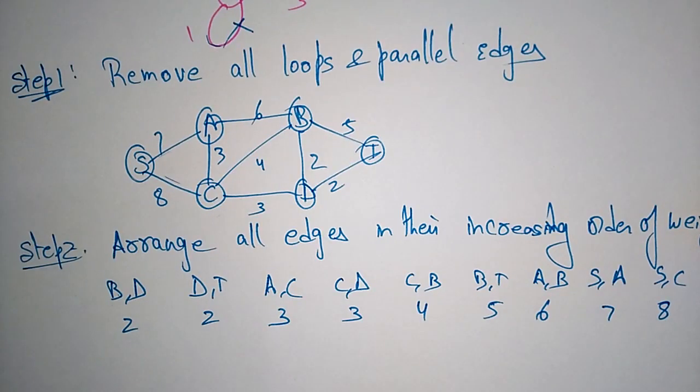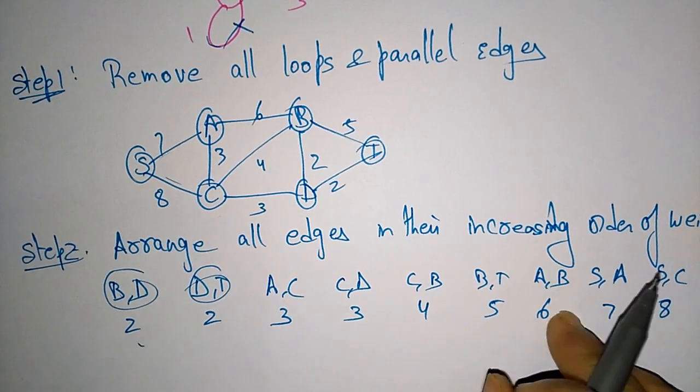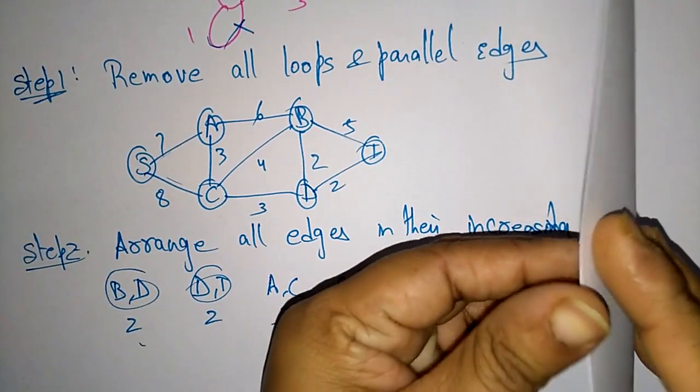Now I have arranged all edges in their increasing order. First I take 2, next 3, next 4, 5, 6, 7, 8. So these are the edges, and I arranged the edges in increasing order. That is the second step in the algorithm. Now coming to the third step. What do I have to do in this third step?